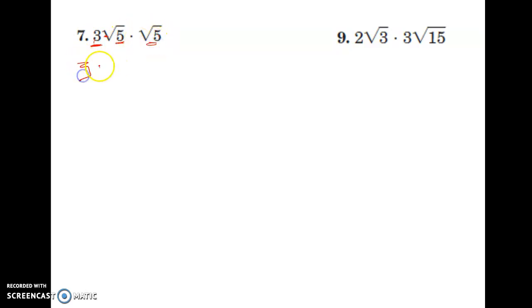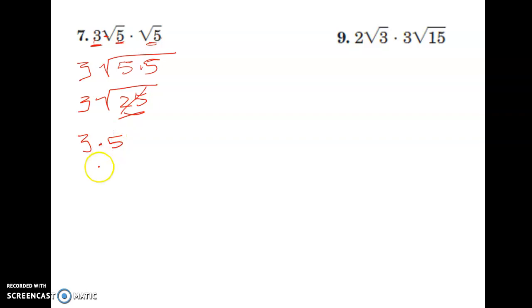So I have 3, and I can bring those 5s together underneath the radical. So we can see I have 3 root 25. 25 is a perfect square. We can see I have 2 5s underneath there. So I'm going to take the square root of 25, which is 5. Remember, this is multiplication. So, whoops, final answer is 15 simplified.